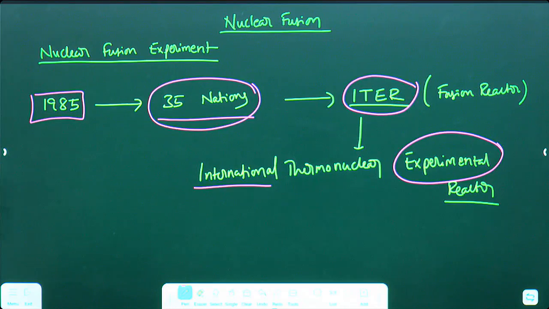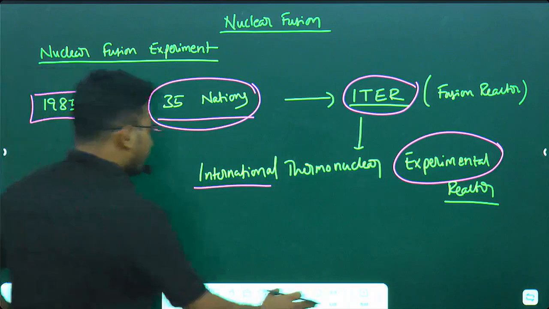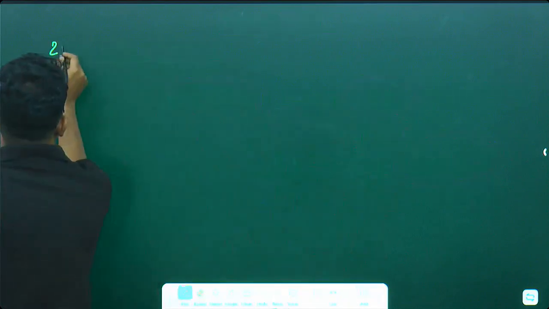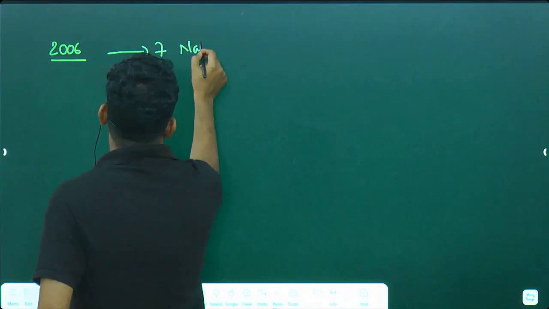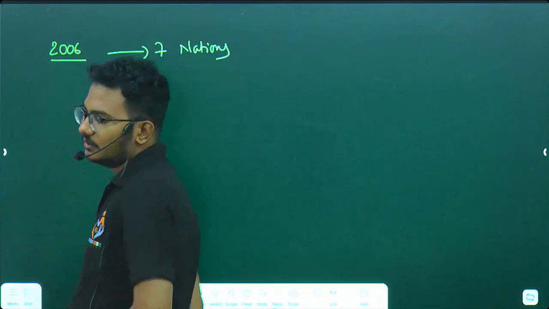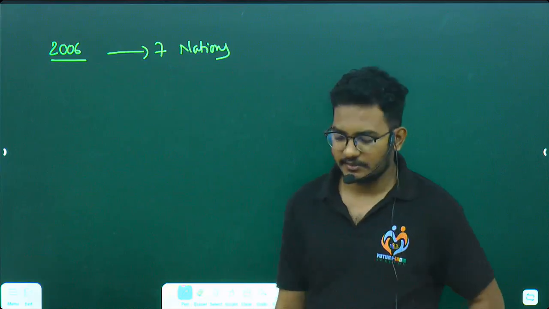This was your previous question, 2018. Next, they came up with a concept like this, but nowhere did they implement it. They tried, but they didn't carry it forward. In between, in 2006, this time 7 nations came together, and now they properly had a plan. Let's see these 7 nations.